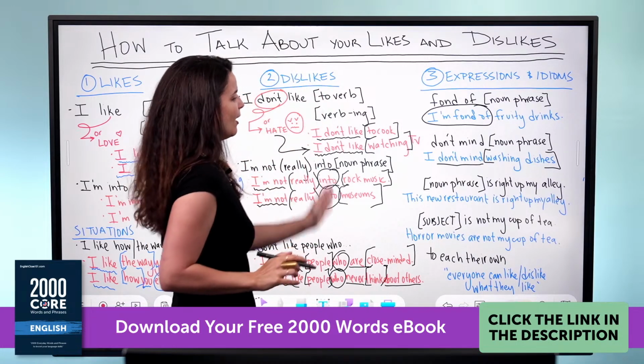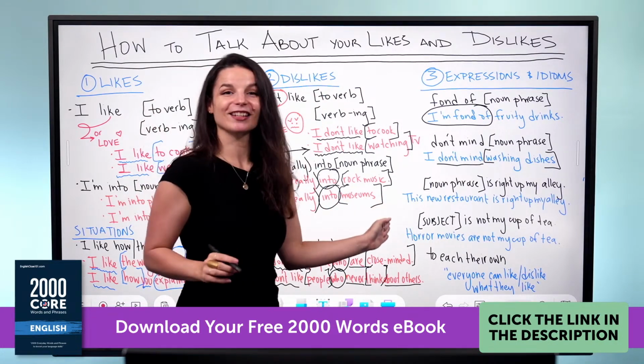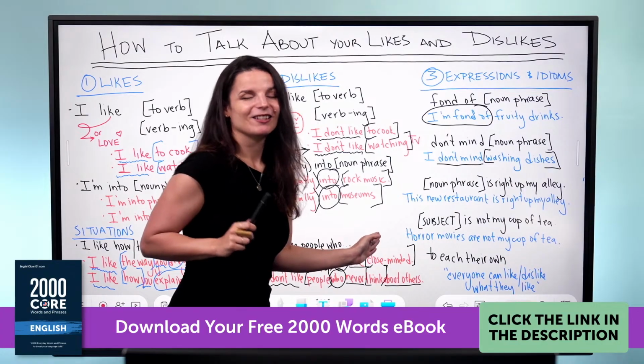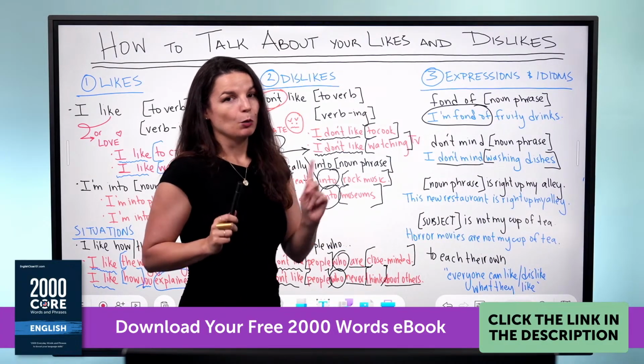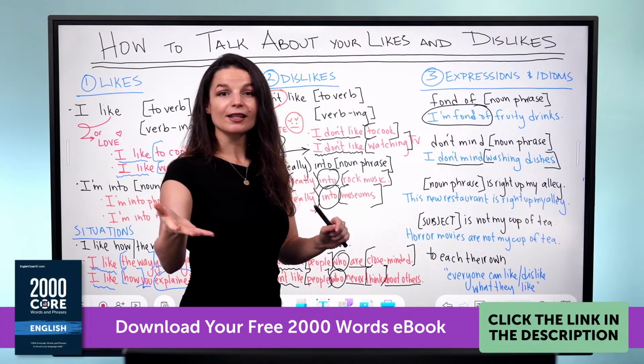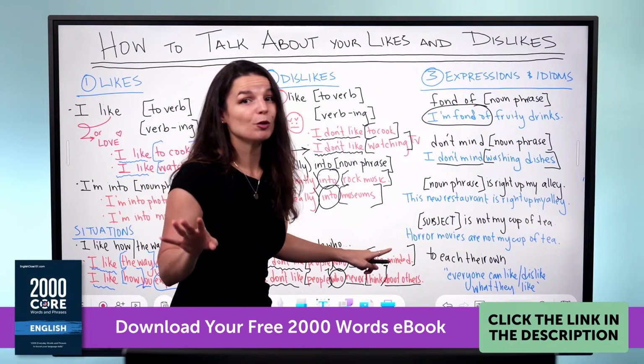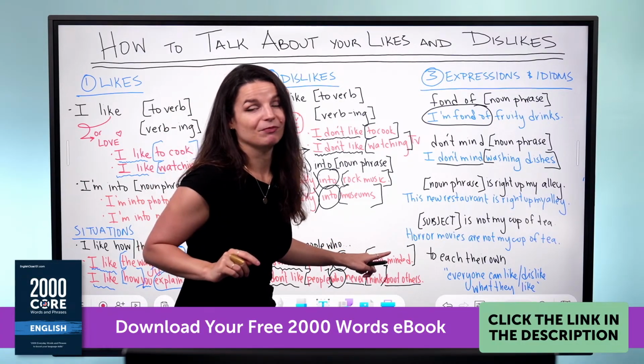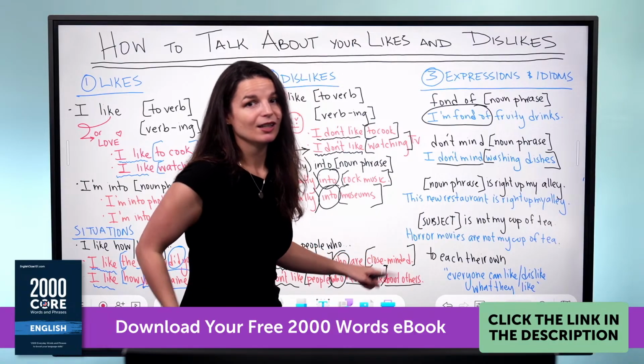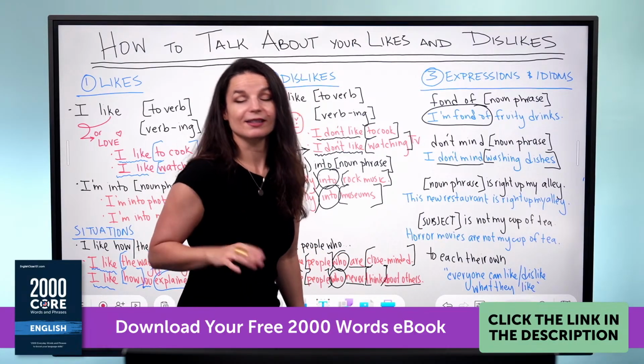Okay, two more. Subject is not my cup of tea. We use this as a very soft way to say, I don't like that thing. For example, horror movies are not my cup of tea. So I don't like horror movies is what this means.